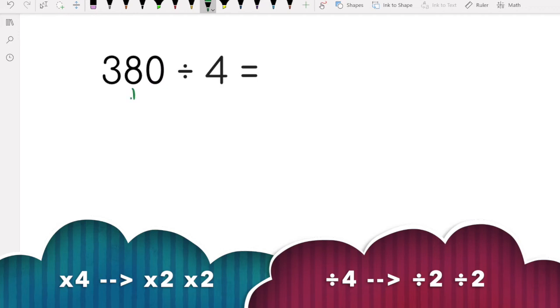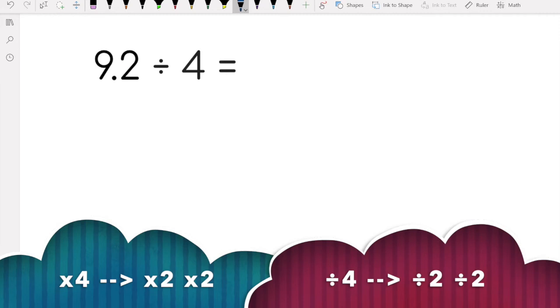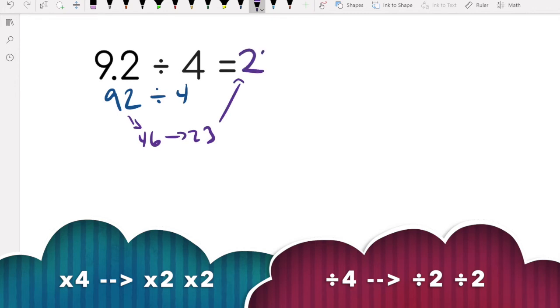Here we have 380 divided by 4. So I'm going to cut 380 in half, and I'm going to make that 190. And then I cut this guy in half, and that becomes 95. Final answer. Okay, so we're going to ignore the decimal. This is just 92 divided by 4 is the calculation. And in your head, see if you can do it right now. 92 divided by 2, you cut it in half, you get 46, and then you cut it in half again, and you get 23. So that's what I'm going to write up here, 23.